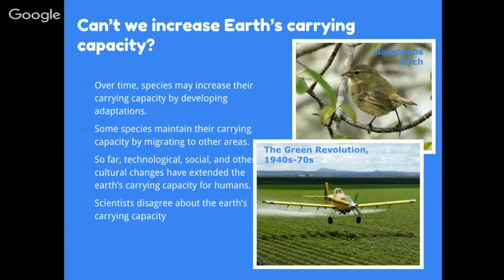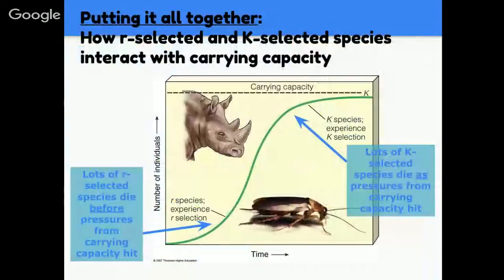And a lot of scientists disagree about what the actual carrying capacity of the Earth is for the human population. Some scientists think that we are about to hit it. Others think that we are going to continue to increase our population due to the fact that we have technology and innovations that can help us continue to grow without reaching that point where we don't have enough resources for everyone. So let's look again at our R-selected and K-selected species and carrying capacity.